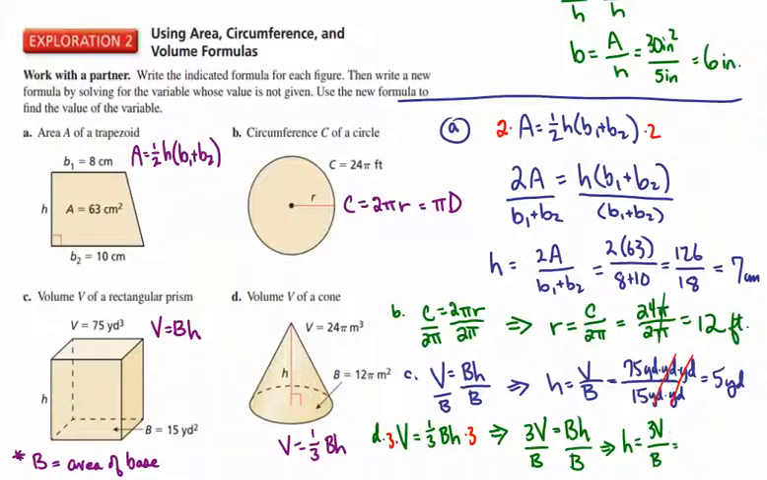3 times the volume, 3 times 75, would be 225. The area of the base is 15. And so we end up with 225 divided by 15, which is 15, and our units of measure is yards.